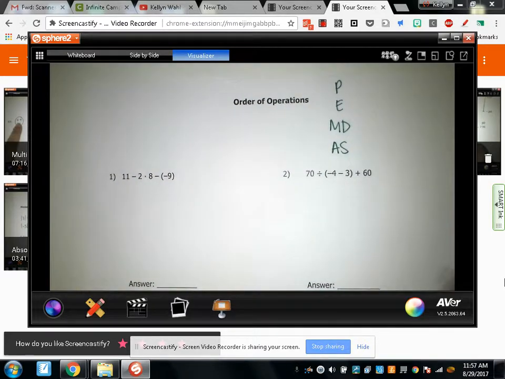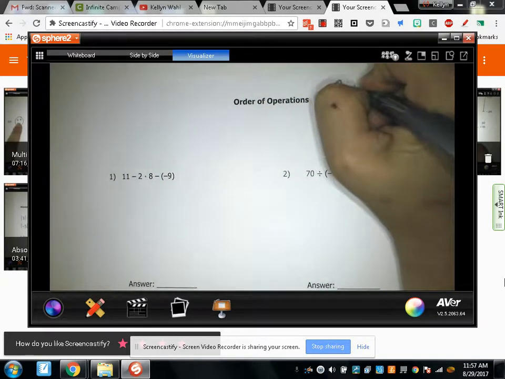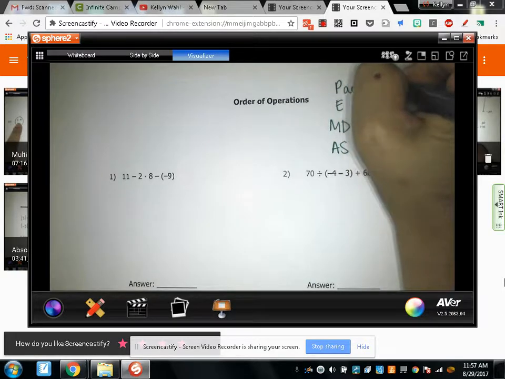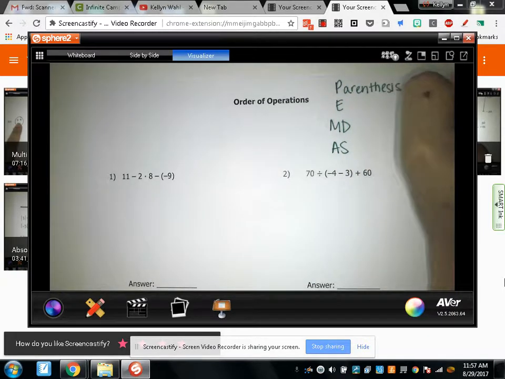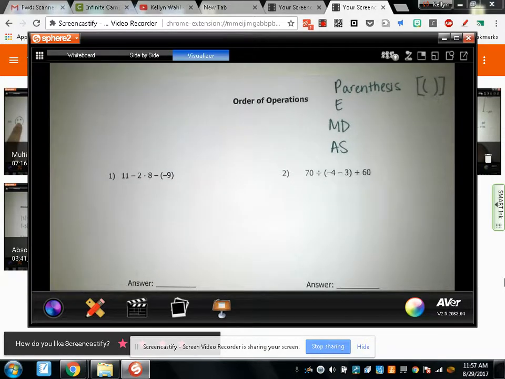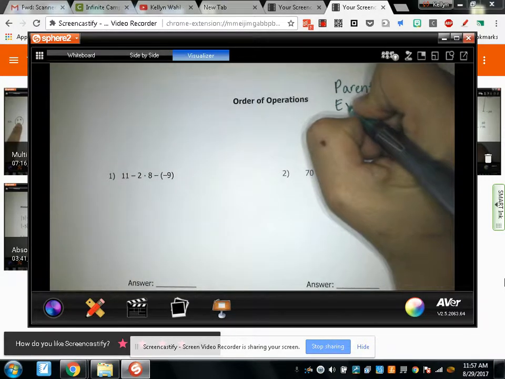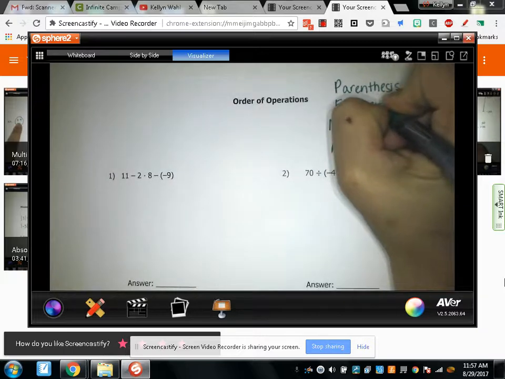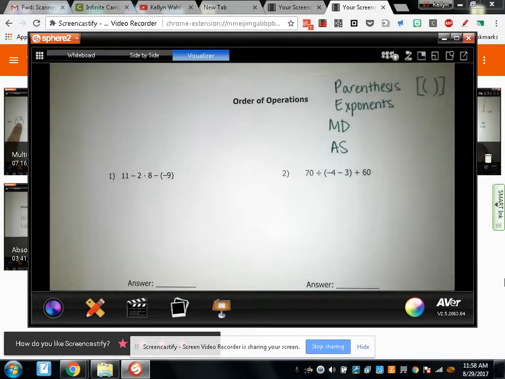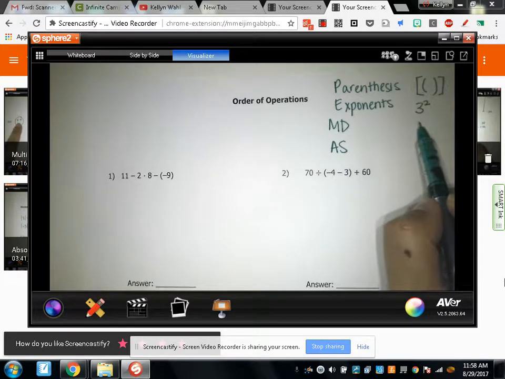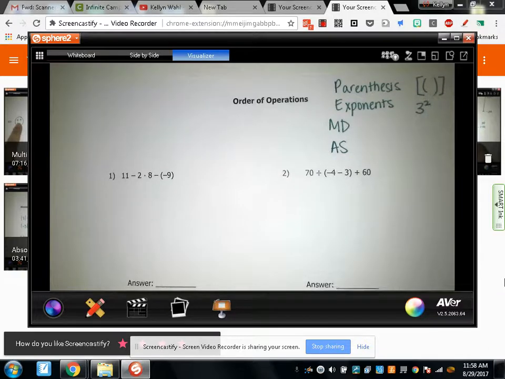First, you're going to start by looking at anything in parentheses. Now, it might not just be in parentheses like this, it could also be in hard brackets that look like this. Any grouping of numbers. Then you're going to look for exponents. An example of an exponent would be 3 to the second power, which means I'm going to multiply the big number 3 by itself 2 times.